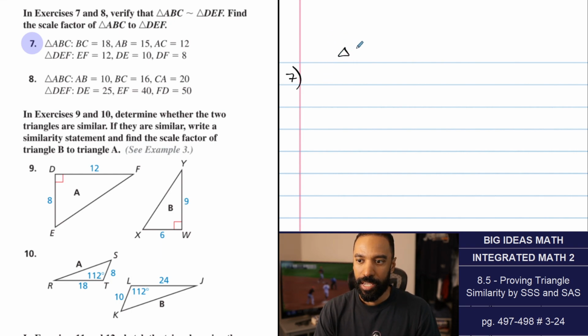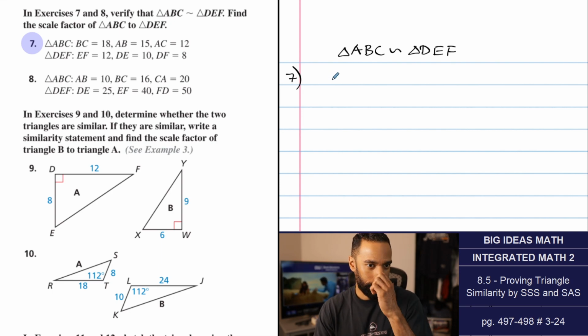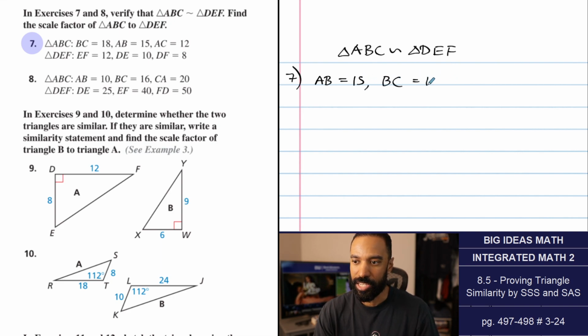Triangle ABC is similar to triangle DEF. I'm going to rewrite things so that they go in the same order. For triangle ABC, I'm going to start with AB. AB is 15. BC is 18. And AC is 12. What I did was letters 1, 2, then letters 2, 3, then letters 1, 3.